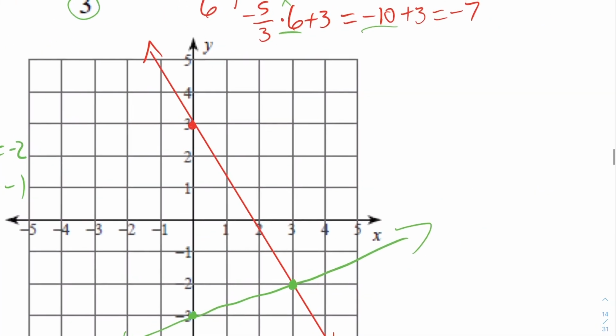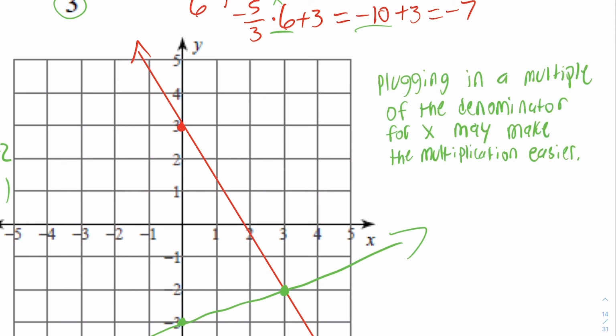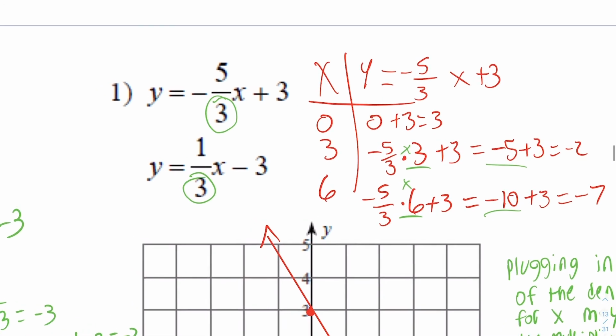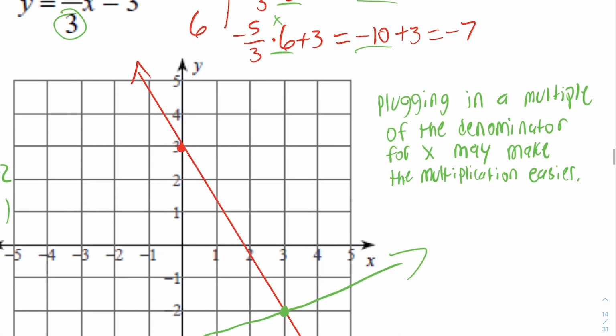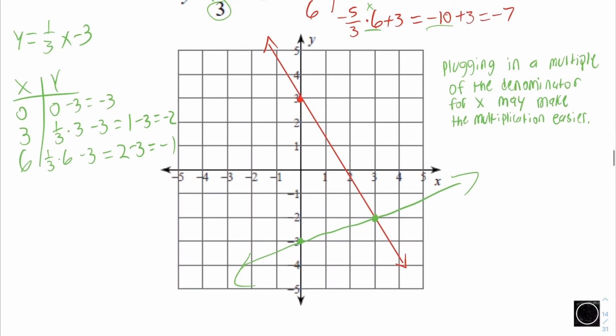Let me just write that down for you. Plugging in a multiple of the denominator, which is the bottom part of a fraction, for x may make the multiplication easier. And here we see that the solution was 3, -2. Make sure you are clearly answering and boxing your solution. Okay, that should be all that you need to do the front page of your assignment.